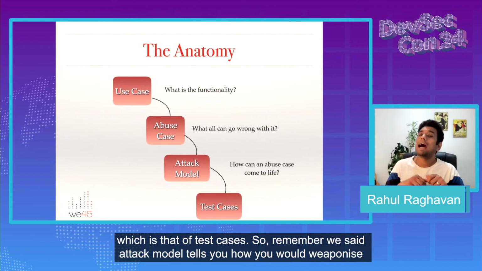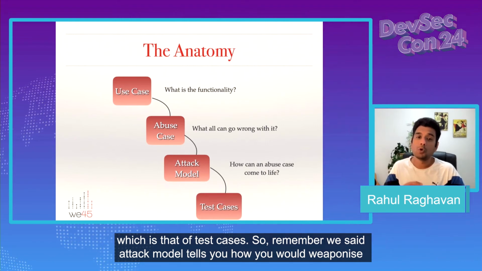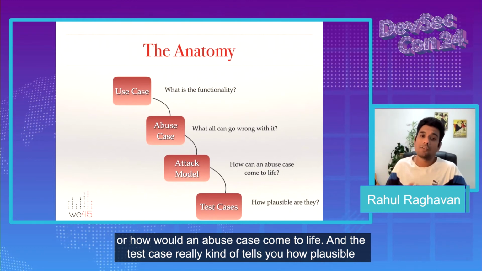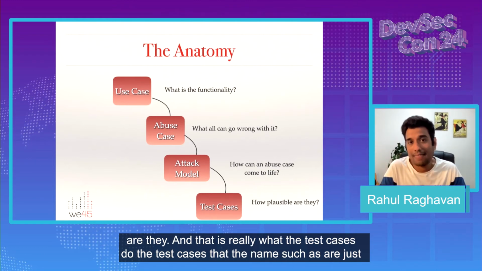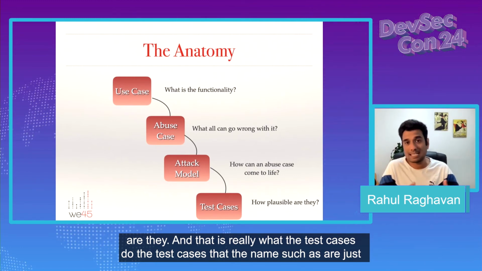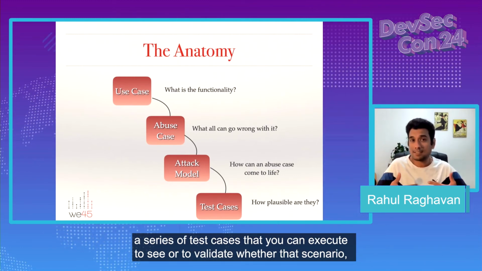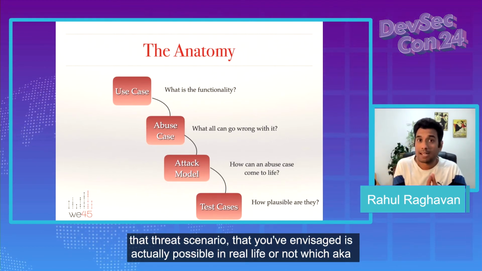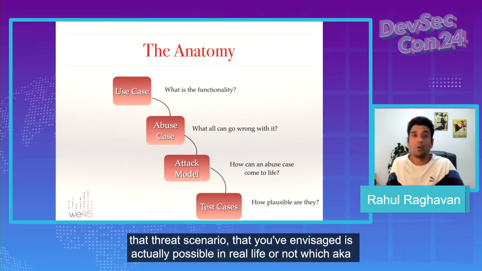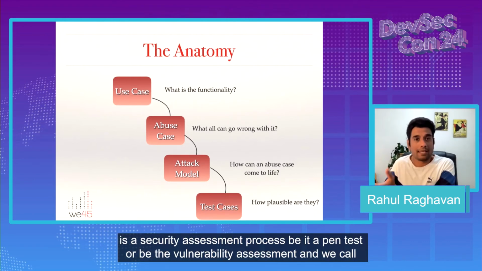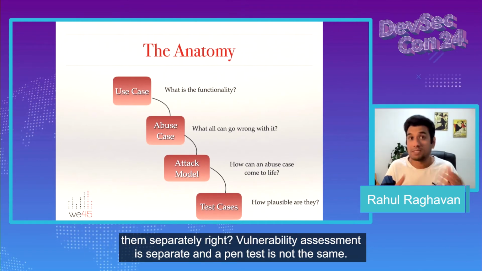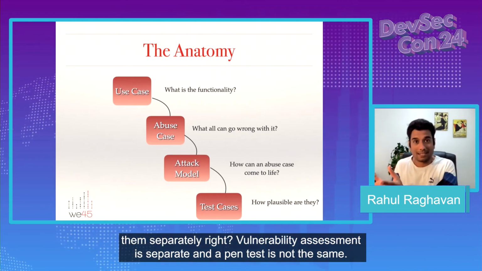So remember we said attack model tells you how you would weaponize, or how an abuse case would come to life. And the test case really tells you how plausible they are. The test cases, as the name suggests, are just a series of test cases that you can execute to validate whether that threat scenario that you've envisaged is actually possible in real life or not, which is a security assessment process, be it a pen test or a vulnerability assessment, and we call them separately, right? Vulnerability assessment is separate, and a pen test is not the same.